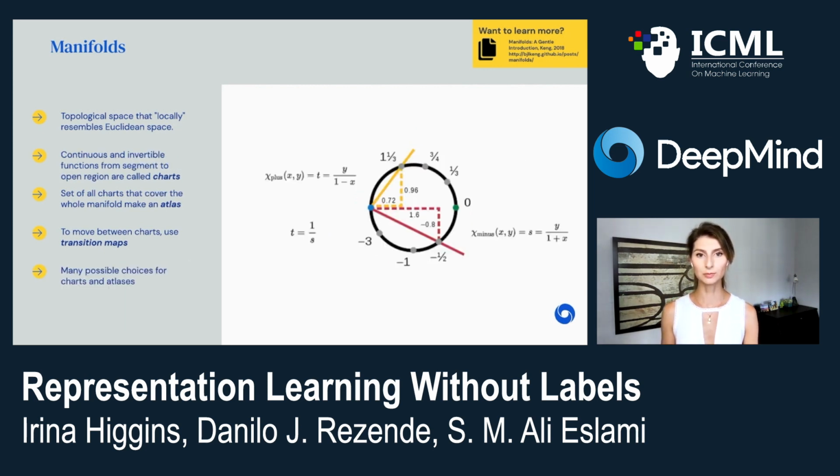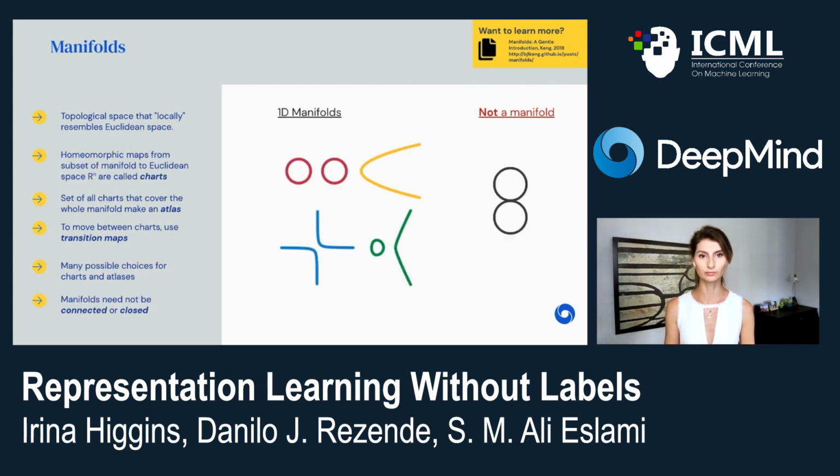Note that for each manifold, we can come up with many different choices for charts, atlases, and transition functions. Here is an example of a different atlas for the circle that consists of 2 charts rather than 4. Manifolds need not be connected or closed, as demonstrated in these 4 examples of 1D manifolds. Here, each manifold is indicated by its own color.